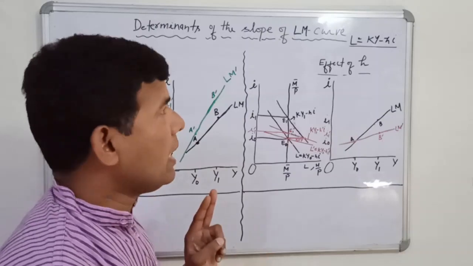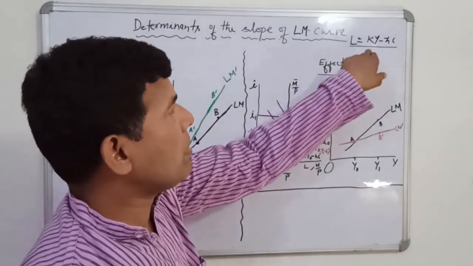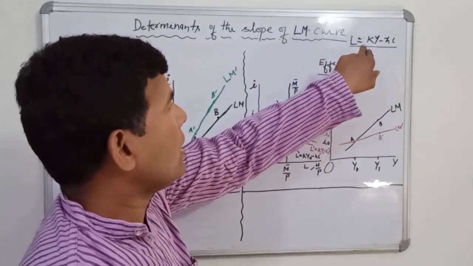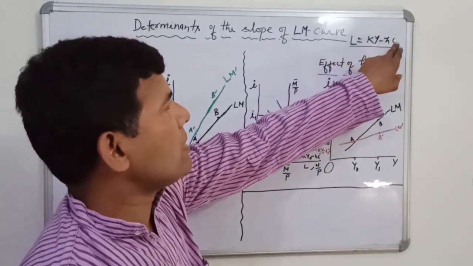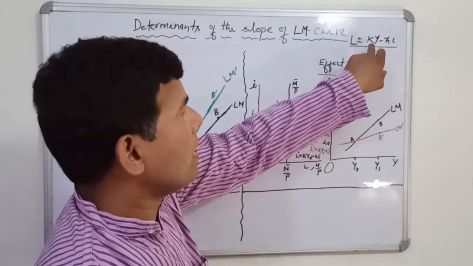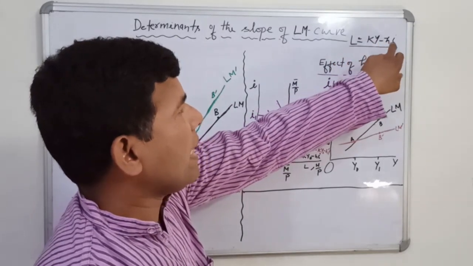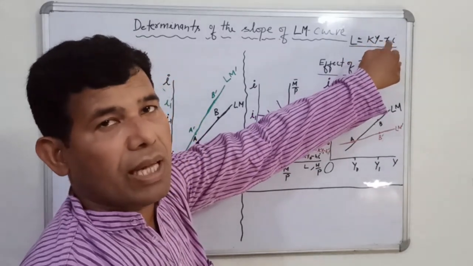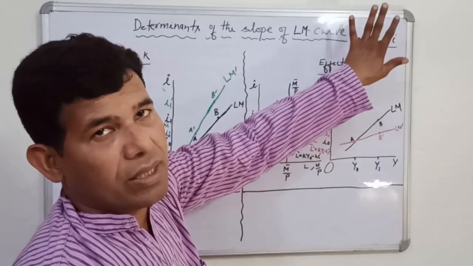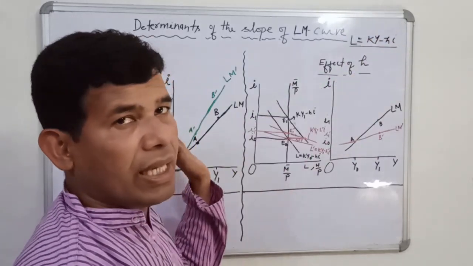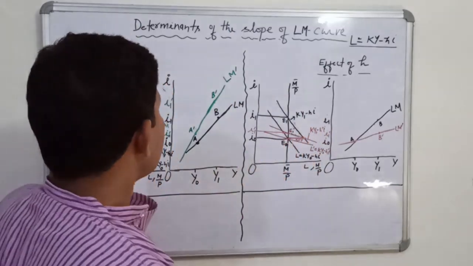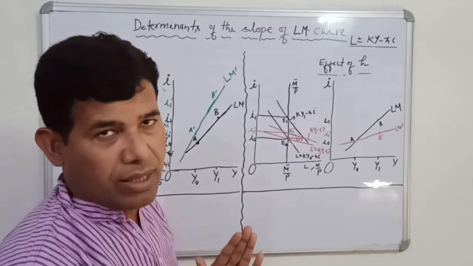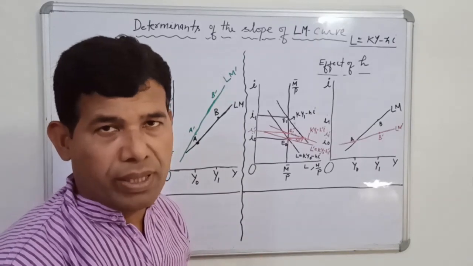curve. If you look at this money market, this money demand equation that is given by Ky minus Hi, here K and H are responsible for the slope of the LM curve. How do they affect the slope of the LM curve? That we study in these two diagrams. In the first diagram, I am taking a case of K, that is, how does K affect the slope of the LM curve.